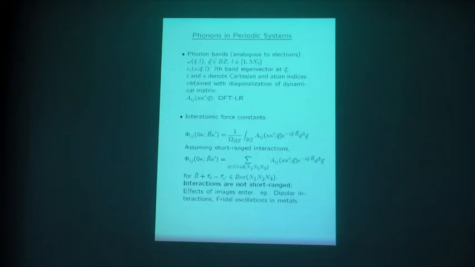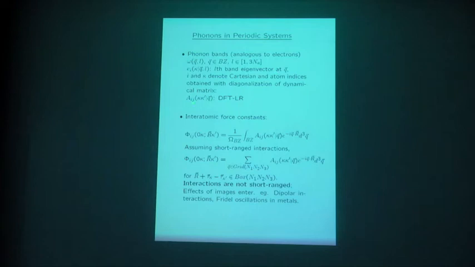So phonons in a periodic system, as I explained in the introduction, have phonon bands analogous to electrons, where omega is a function of wave vector q, and it has a band label L. L goes from 1 to 3 Na. The eigenvector of a phonon is again a 3N-dimensional vector, right? It has atomic label kappa, and at every wave vector you have I going from 1 to 3 Na, and L is the band eigenvector.